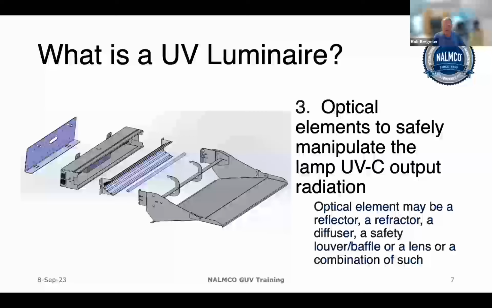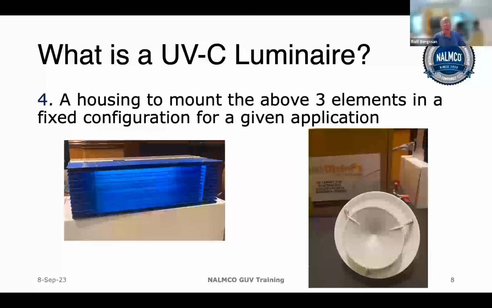So in this case, the optical element is a reflector, but it can be a diffuser. It can be a refractor. And we can also put lenses or baffles in to either spread the light or focus the light as we choose. And of course, all these three elements are put in a box or a housing, and the housing then gives the fixed configuration for a given application.